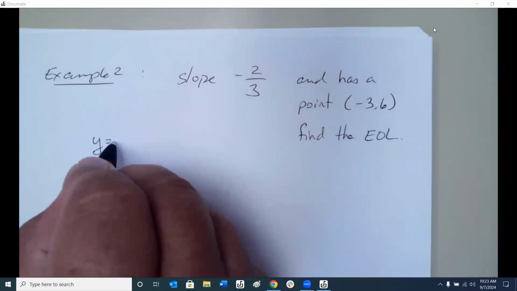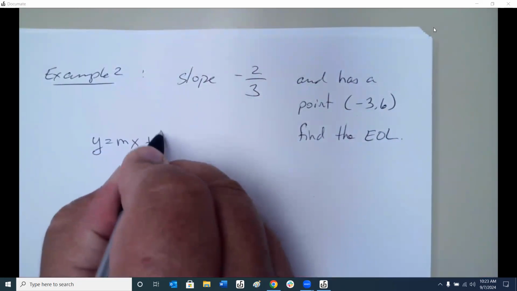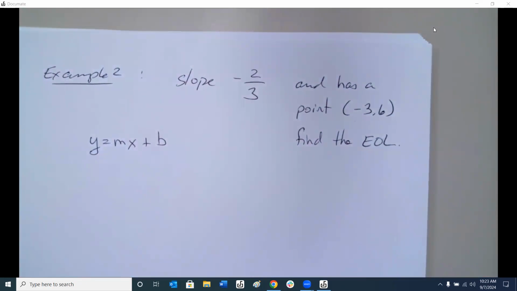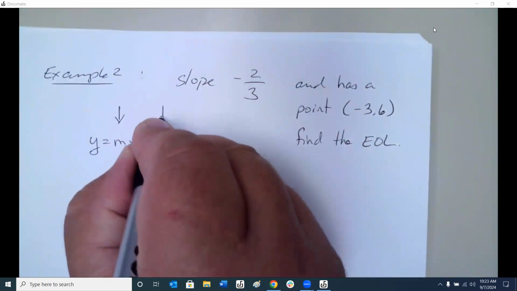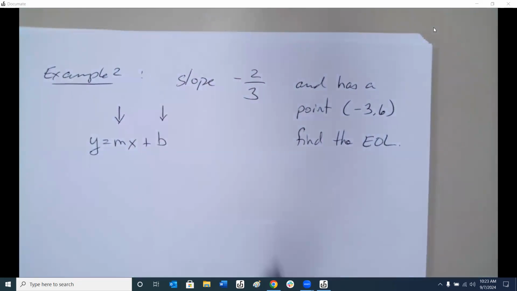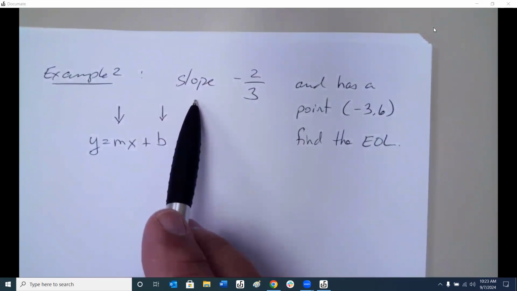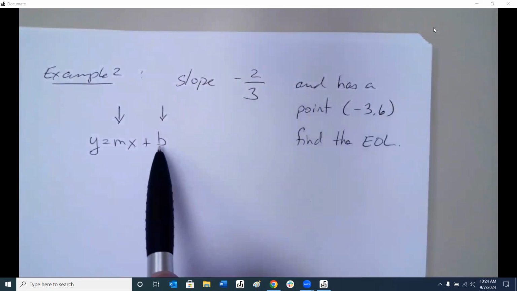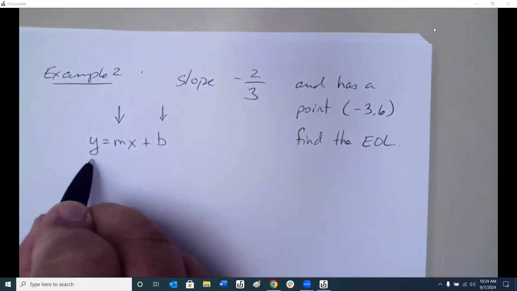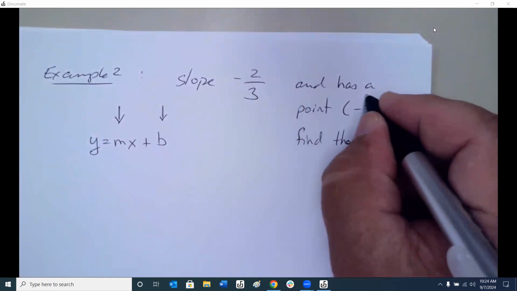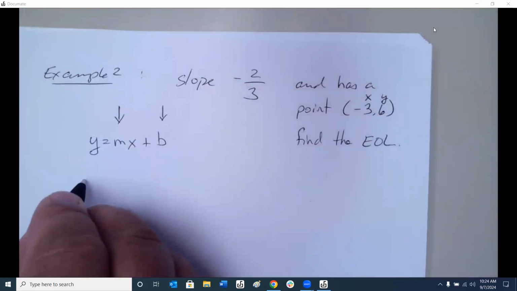The equation of the line was y equals mx plus b. So what can we plug in there? Remember, what we have to do, we have to know the slope and intercept. And all we know is the slope. Since we don't know b, we have to find b. What's y? Yeah, here's x and y. So y is 6.